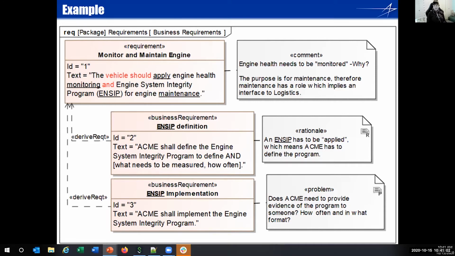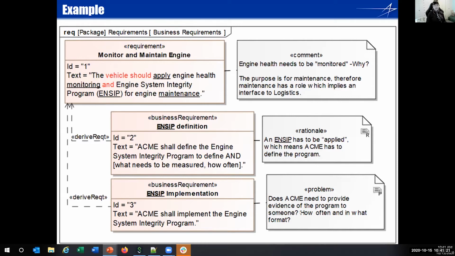These are the things we want measured. These are the things, and how often we want to measure them. And so we'll refine this as the program goes along. If we're required to implement the plan, a lot of times people want evidence. They want some sort of proof that you actually did implement the plan.